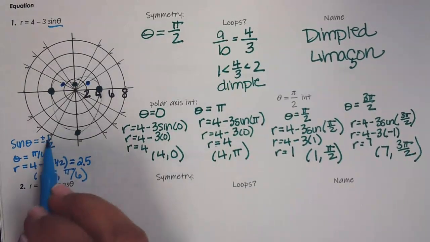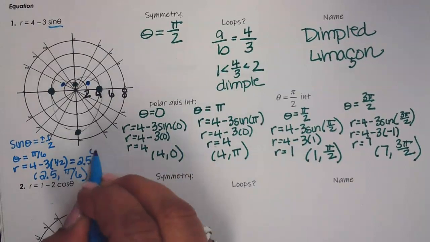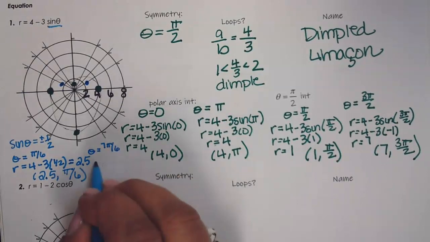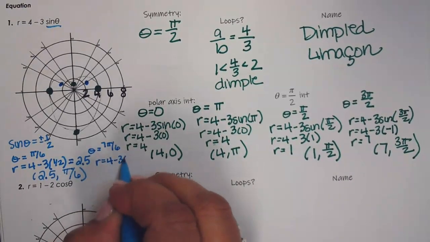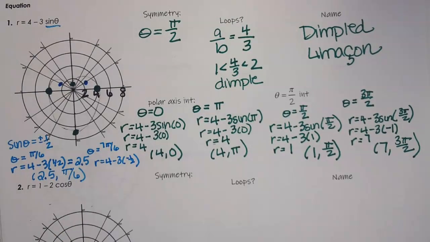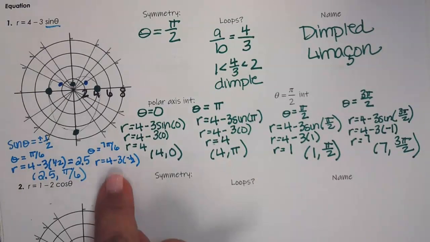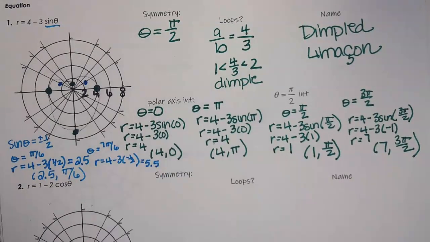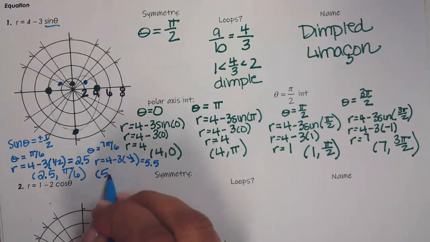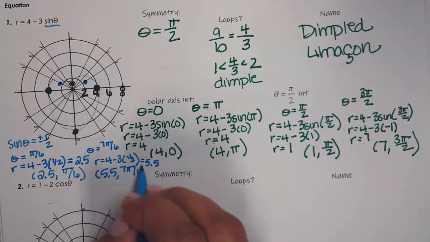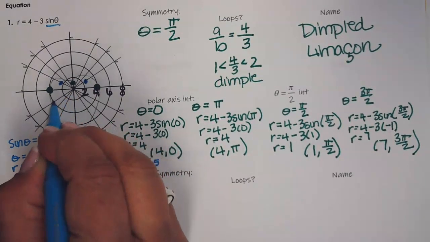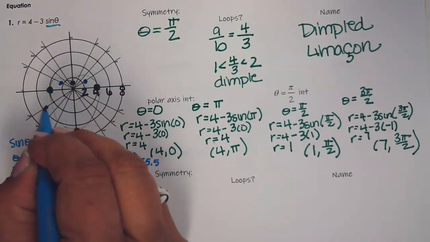So now let's think about when sine is -1/2. That could be when theta is 7 pi over 6. So that means that r is going to be 4 minus 3 times -1/2. This gives me 4 plus 1/2, which is 5.5. So I'm going to have 5.5 at 7 pi over 6.